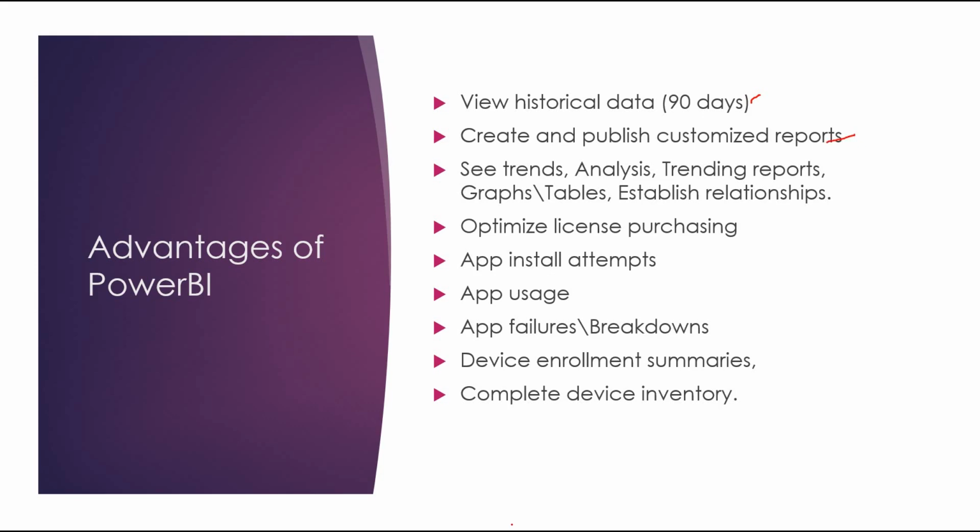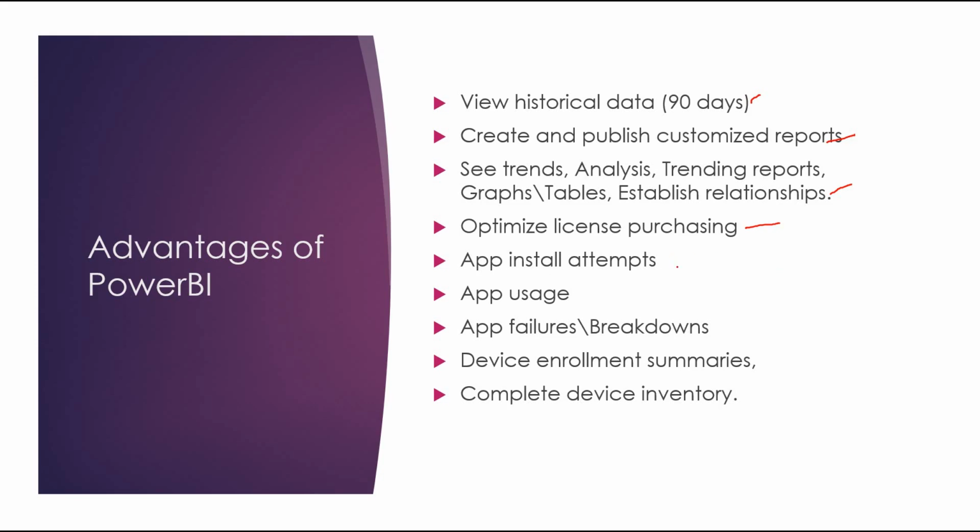So from the portal, we were getting a specific set of reports, right? And then we could add filters, remove filters. Over here, we can build our own report, add the columns that we want, establish relationships between two columns, just like we normally do in Power BI. We can see the trends and analysis and graphs and tables and relationships. It is way more pictorial, and we can optimize the license purchasing because we can see from the charts and from the figures what is the usage, what is being used, what is not being used.